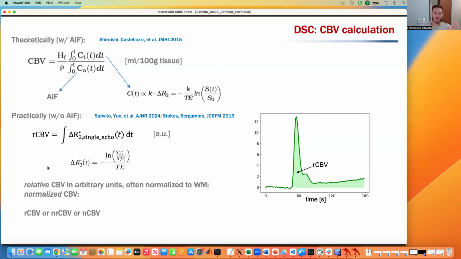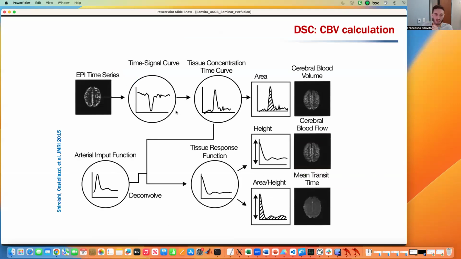But I do want to point out that the relative in RCBV historically doesn't mean relative to white matter. It means relative because it's not absolute. Anyways, long story short, we usually normalize to some tissue and we report a normalized value. So if the whole integration of the curve was 120, but the white matter has 60, this would be a voxel with an RCBV of 2: 120 divided by 60.